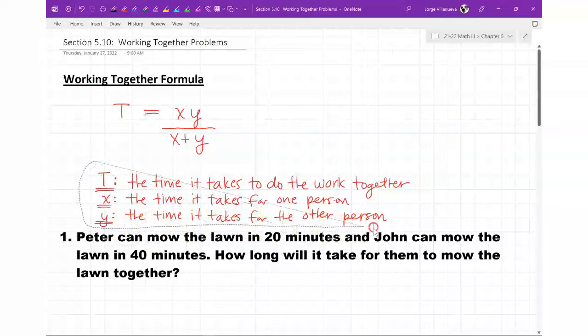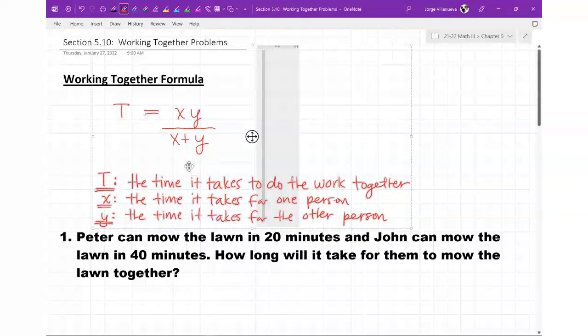Just kind of highlight this. I'm going to move it up just a bit. Oops, I want to move all that.